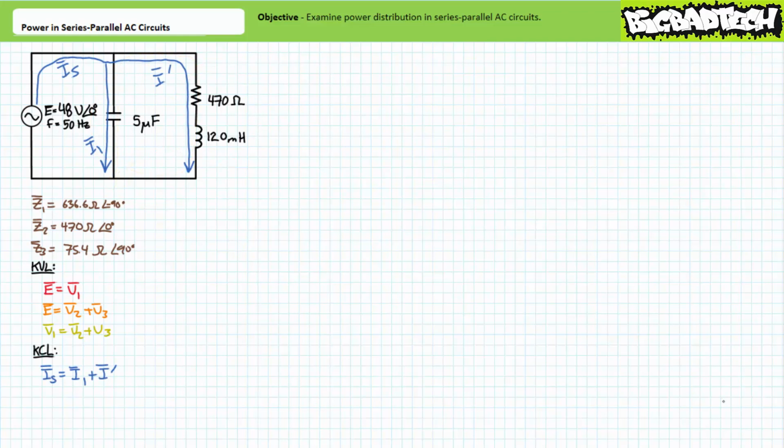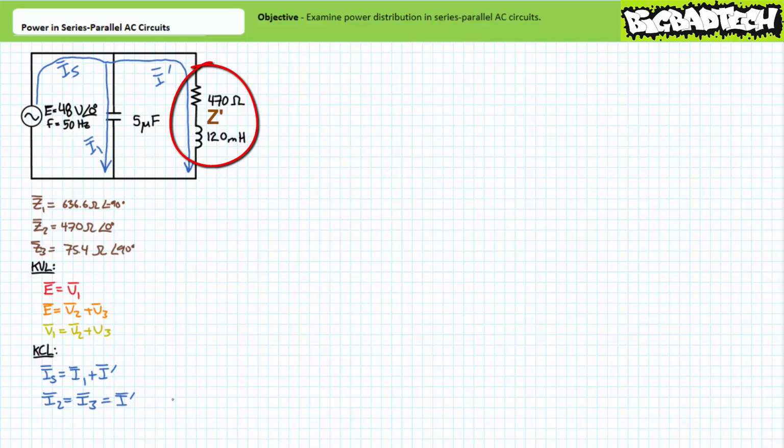Kirchhoff's current law states that the sum of currents entering a node equals the sum of currents leaving a node. A Kirchhoff's current law analysis of this first node suggests that source current equals I1 plus I single prime, where I single prime is the current through the series combination of elements Z2 and Z3. This again implies that Z2 and Z3 are in series with one another and can be grouped as a combined impedance I'm calling Z single prime.